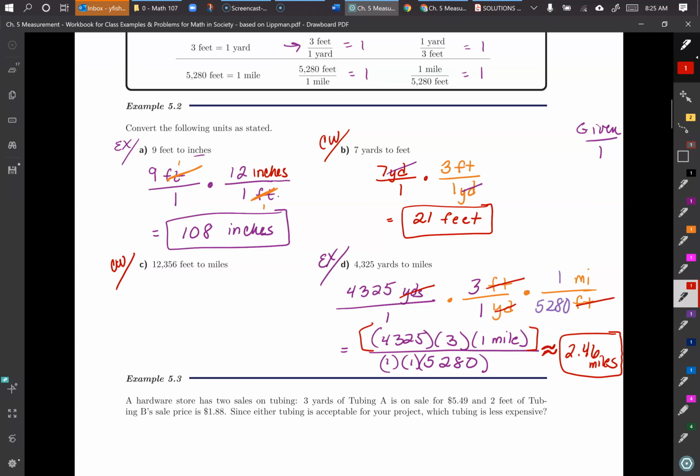It should be a smaller number. So if I'm starting with a smaller unit and then going to a larger unit, my number part is going to shrink down, and that just covers that same space.